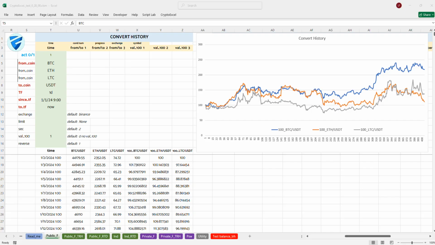With the conversion history function, you can look back in time, compare different coins, and see how they performed over a specific period. This is incredibly useful for deciding how to allocate your holdings, tracking your portfolio history, or even running advanced correlation analysis. So, how does it work?